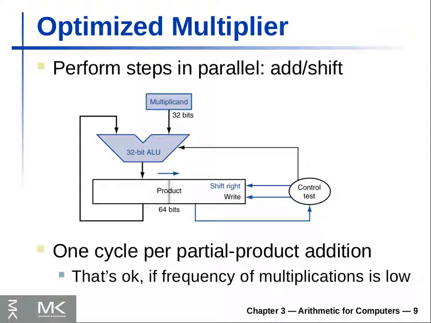All right, what do we have? We only have the multiplicand, and we don't even have a multiplier anymore. Who needs a multiplier? Notice we got rid of a whole register, which is pretty good.